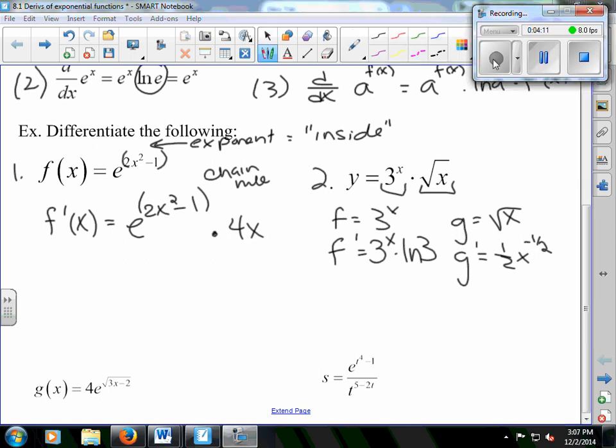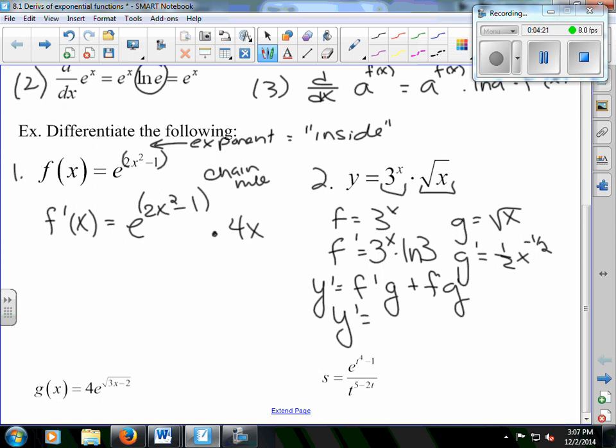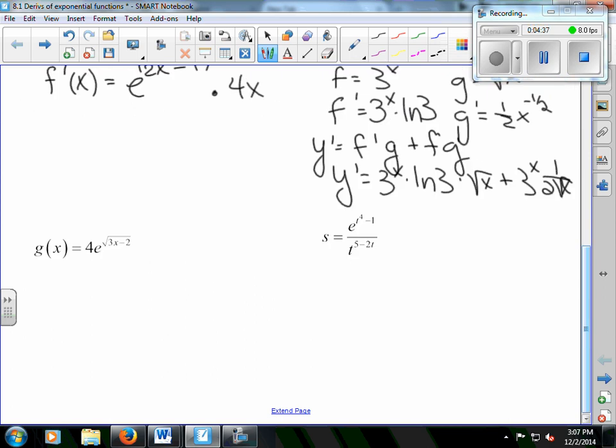And now I'm going to use my product rule formula, which is that I take turns doing the derivative. So I have f prime g plus f g prime. And so my answer is 3 to the x times the natural log of 3 times square root of x plus 3 to the x times 1/2 radical x, because that's how g prime simplifies. All right, 2 more examples here.